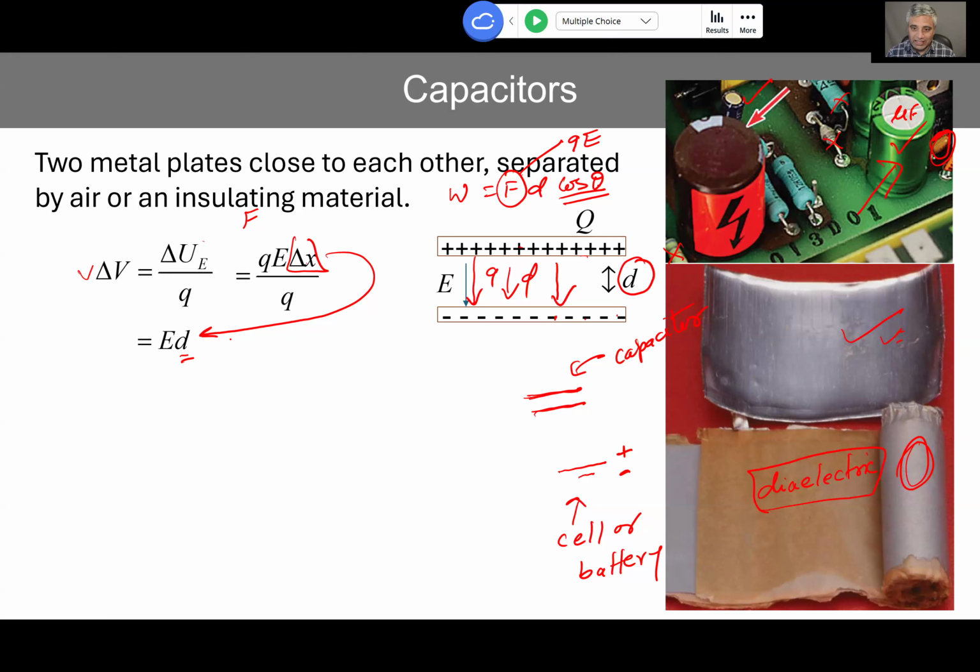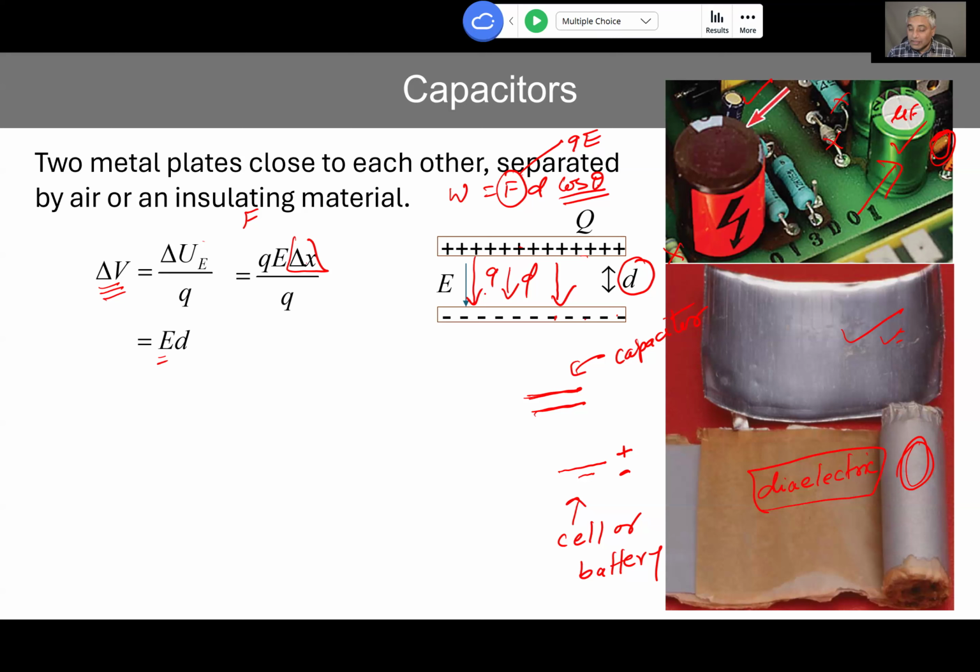But for this special case, that delta X is going to be the same as d. Okay, the value of delta X is going to be the same as d. Okay, so that's how I'm writing. Okay, so that is the relationship between potential difference and electric field inside a capacitor.